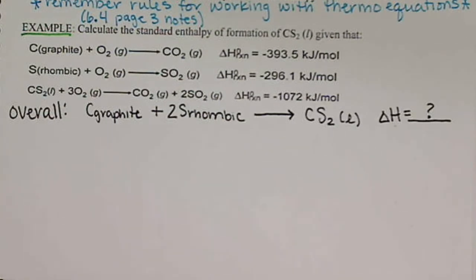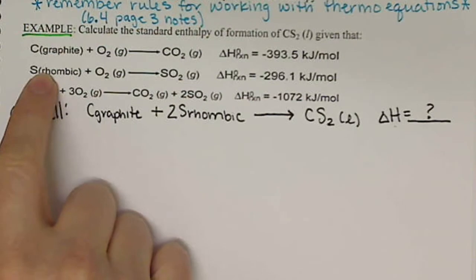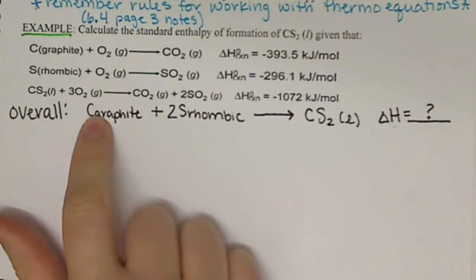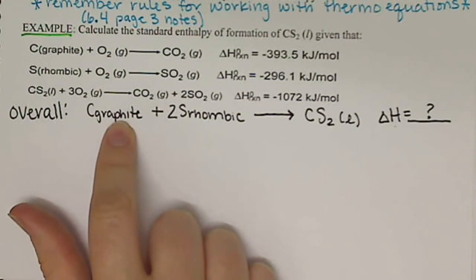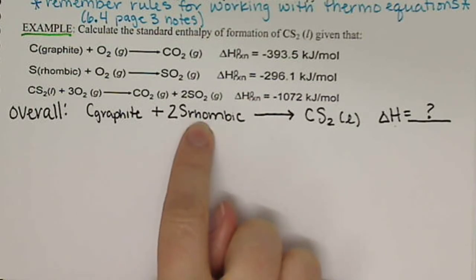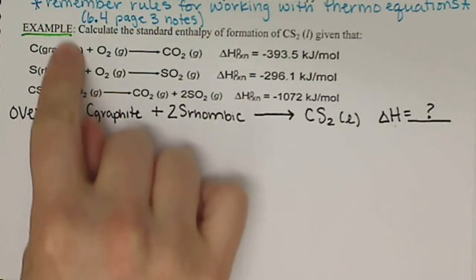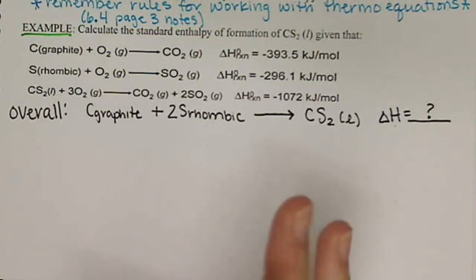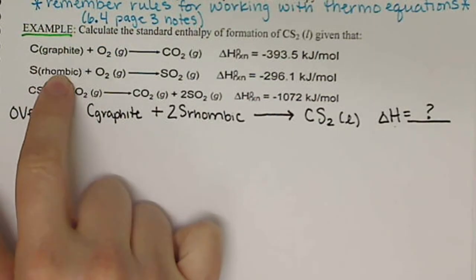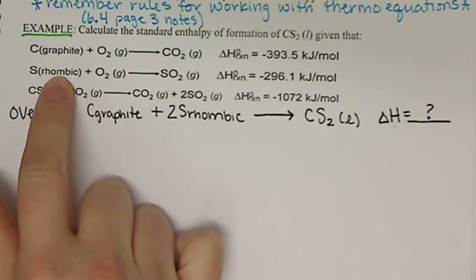So usually how I go about this is I pick two equations to start with, and I combine them so that it starts to get me in the correct direction. So I notice I need 1 carbon graphite in my reactants, and I need 2 sulfur rhombics also in my reactants. If I look at my 3 equations, the only equations that deal with graphite and sulfur rhombic are the first 2. So that's where I have to get my reactants from.